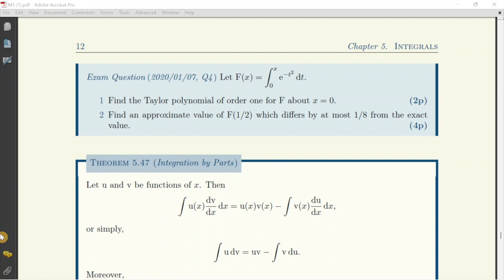So a function capital F of x is defined, as you see, in the form of an integral from 0 to x of e to power minus t squared. You want to find the Taylor polynomial of order 1 for capital F about x equals 0, and second, find an approximate value of F of 1/2, which differs by at most 1/8 from the exact value. Yes?